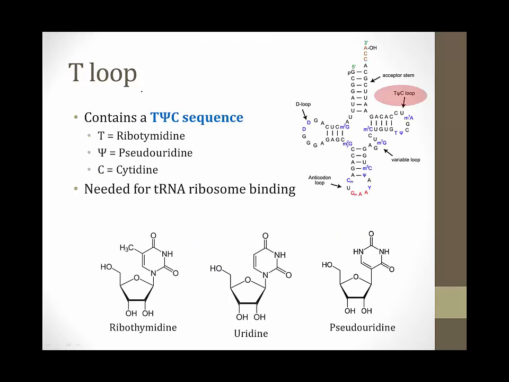Now let's talk about the T loop. This portion of tRNA gets its name because it contains a sequence of RNA called the T-Ψ-C sequence.